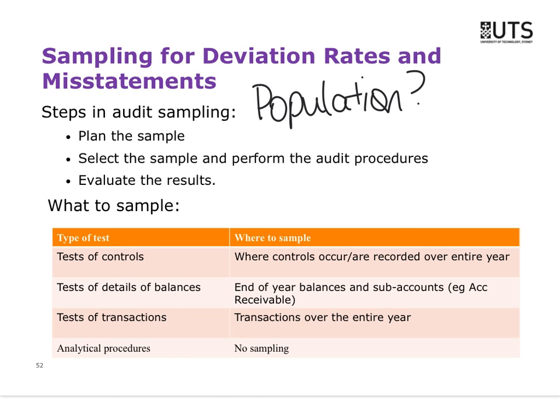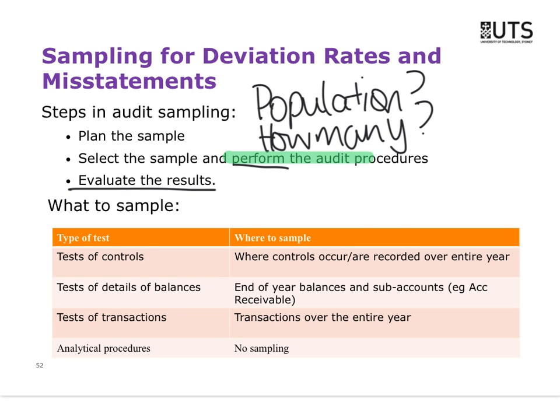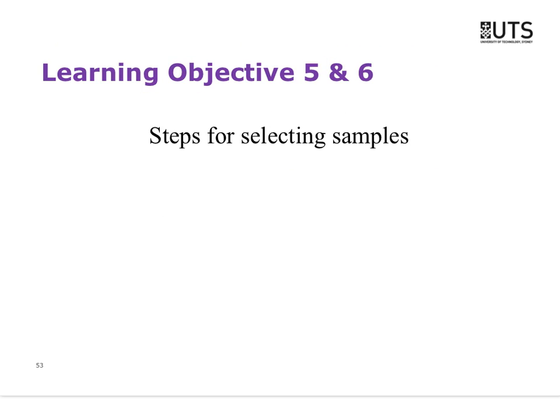Then I need to figure out, as I plan my sample population, how many. We're not going to go into the calculation of how many, I will always tell you how many. Then select the sample, execute the audit procedures, and then evaluate the results. The key for you guys is going to be doing the audit procedures, which we're going to do in the coming weeks, and then evaluating the results of what's happening.